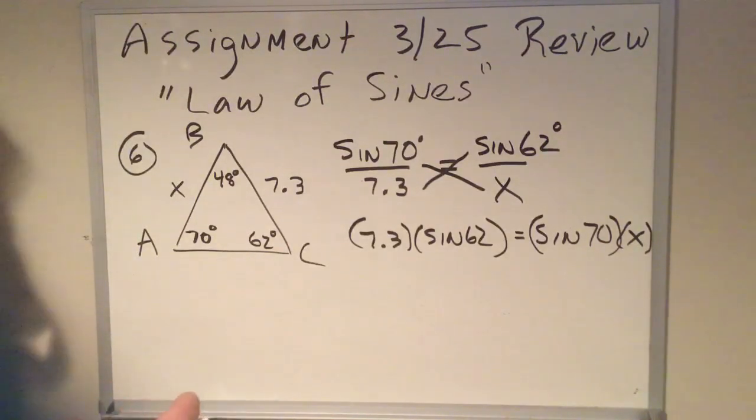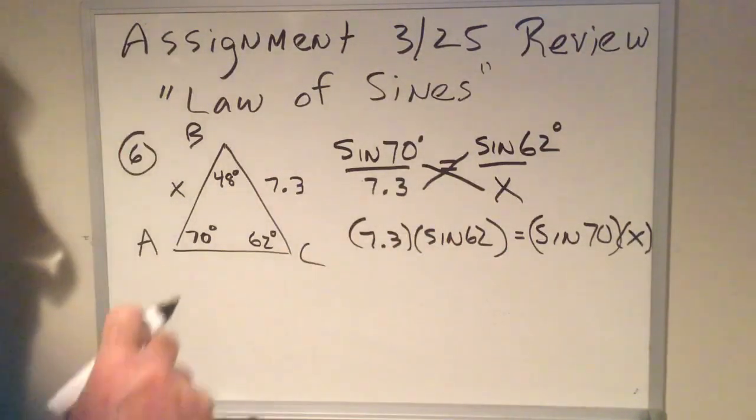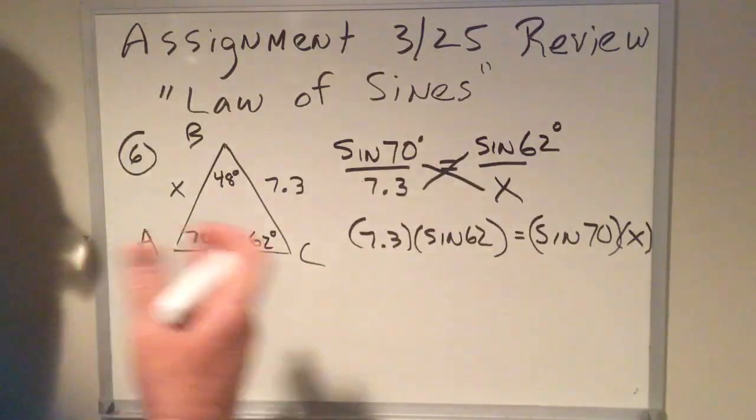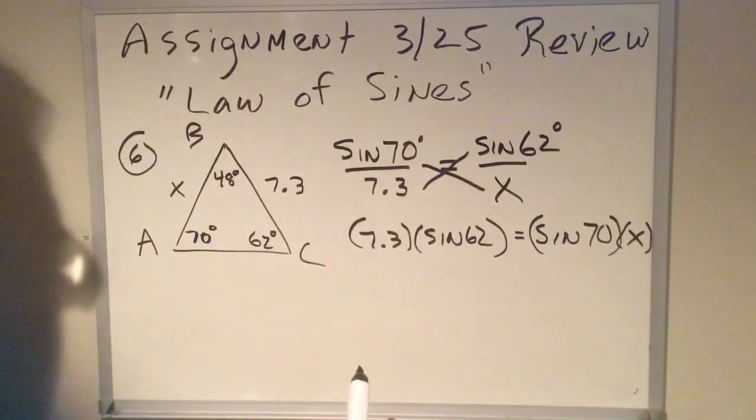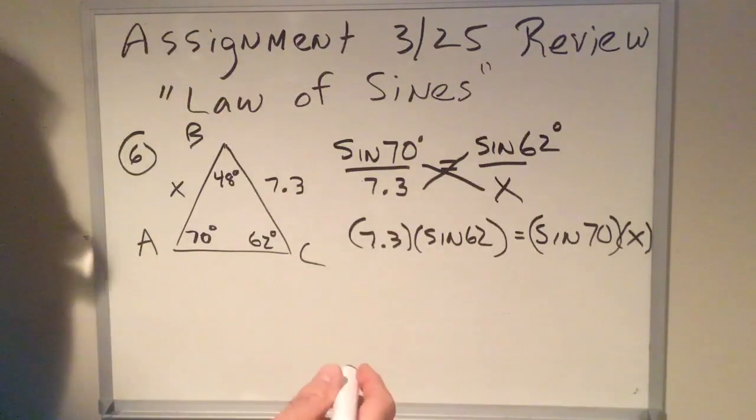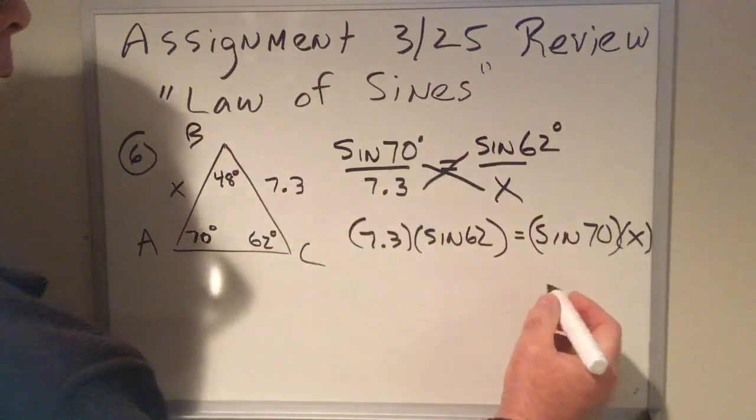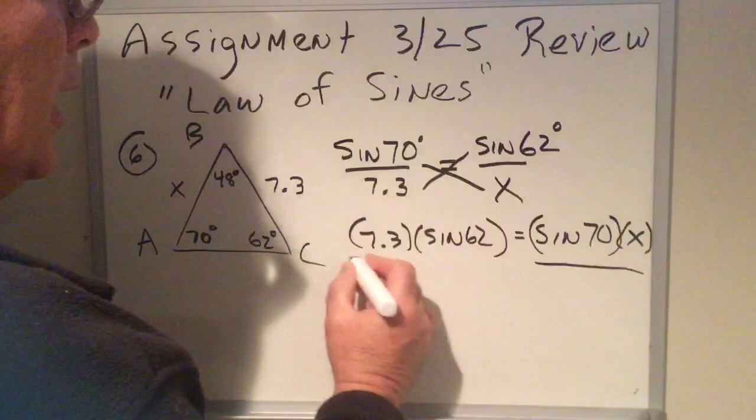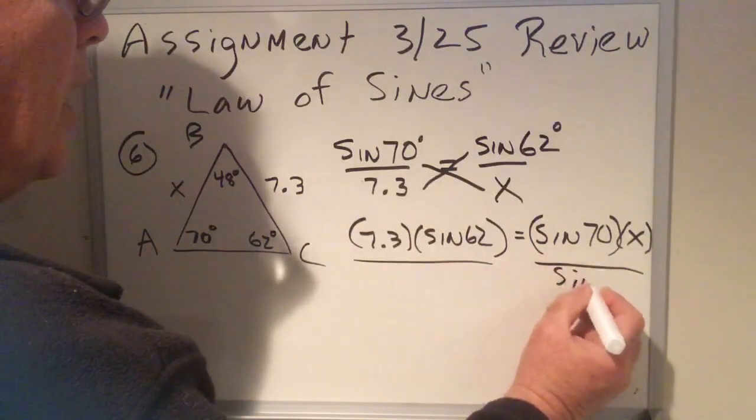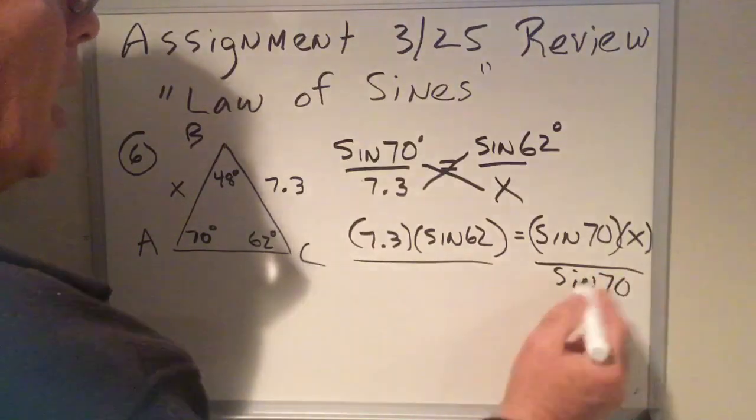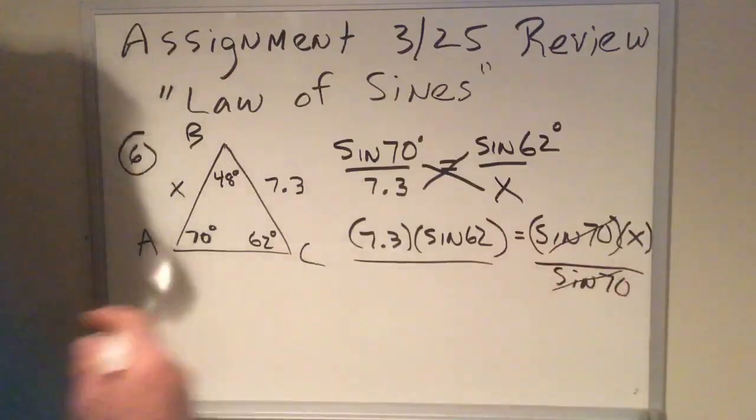Now, you have a choice. You can multiply 7.3 times sine 62 and hit enter, and a decimal will come out. That's fine. But you can always wait, because don't forget we're solving for x. In algebra, if you want to isolate that x, and it's a multiplication problem here, you have to divide by sine 70, so that you get this kind of action over there.